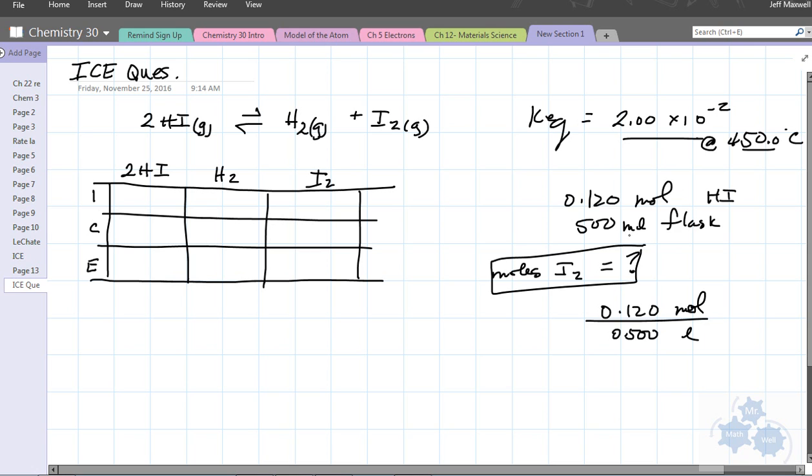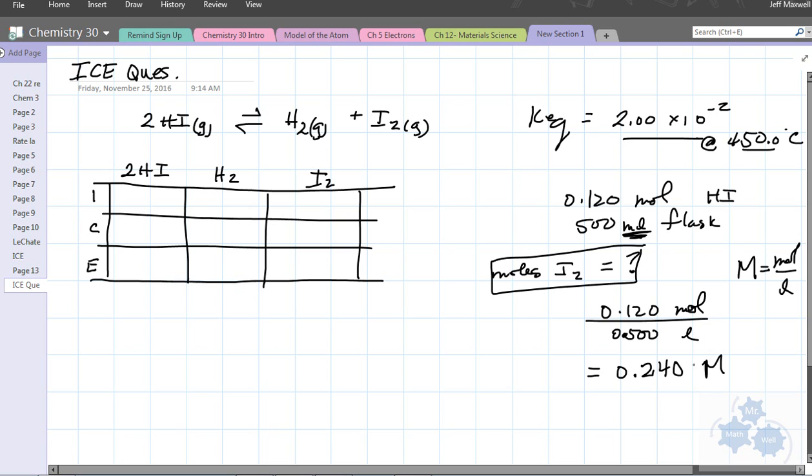Because you have to change it, because this is milliliters, and molar concentration is moles per liter, not per milliliter. So you get a completely different number if you use 500 as if you use 0.5. Okay, so if you divide something by 0.5, it's the same as multiplying by 2. So we have 0.240 molar. Make sense? Everybody good with that?